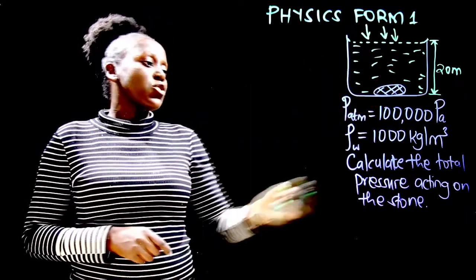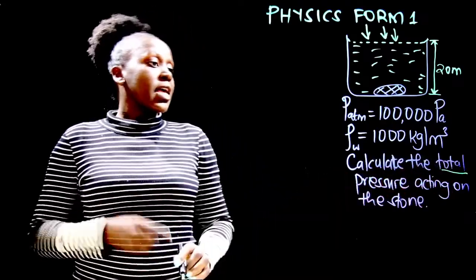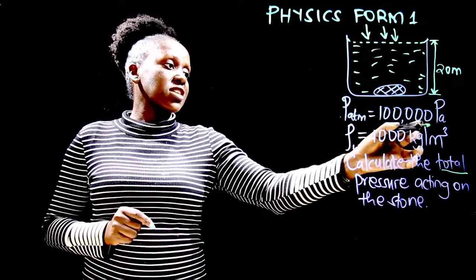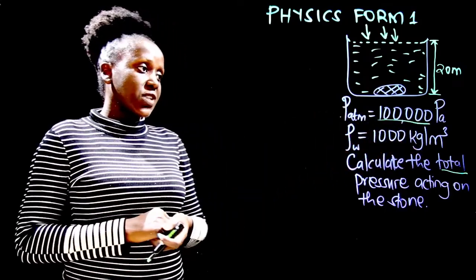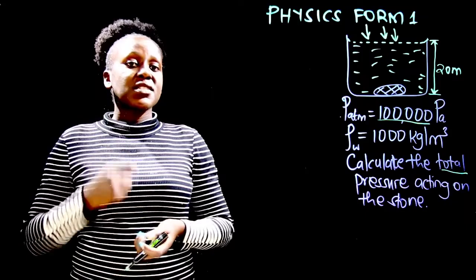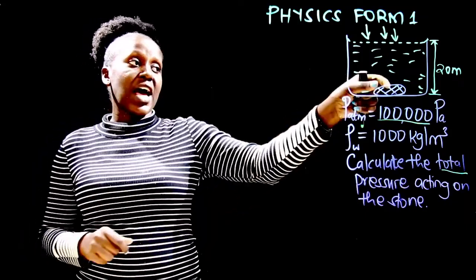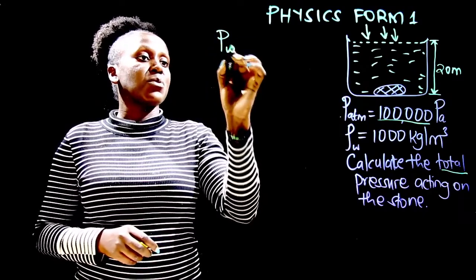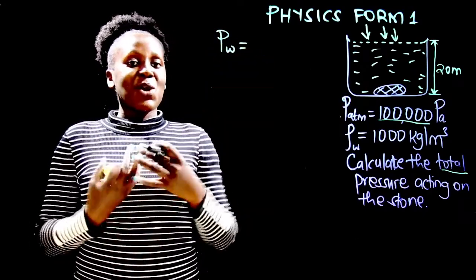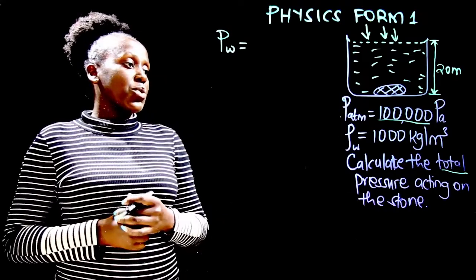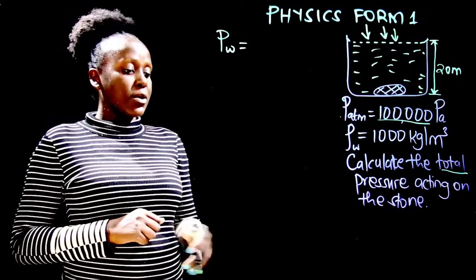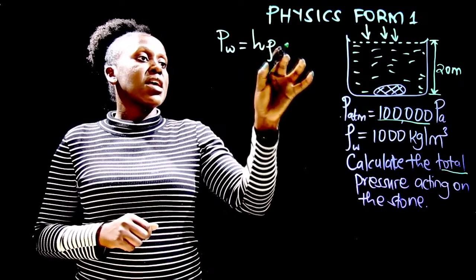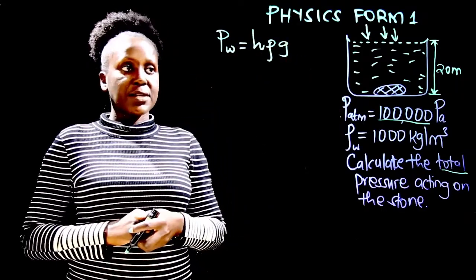Okay? Now, since we want the total pressure, and we have already been told in the question that the atmospheric pressure is equal to 100,000 pascals, we will first calculate the pressure due to the height of the water. So pressure due to the height of the water is given by, water is a liquid, and we calculate pressure due to a liquid using the formula height times density times gravitational force.